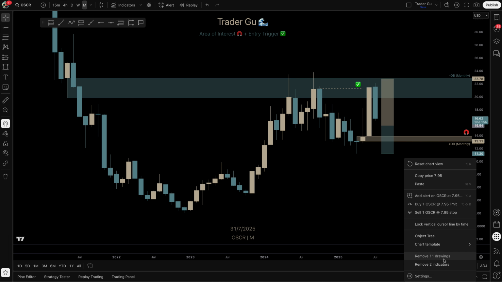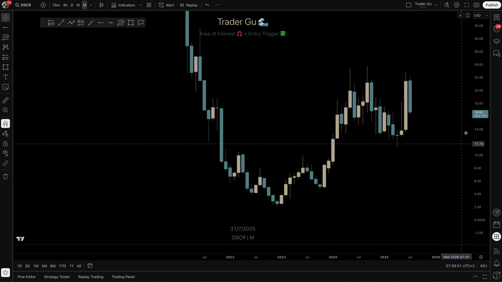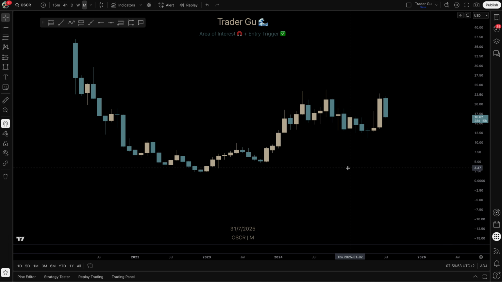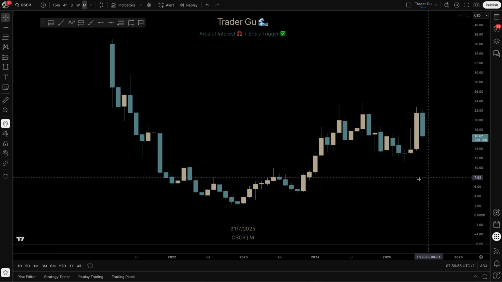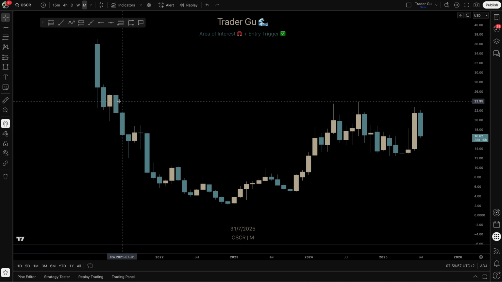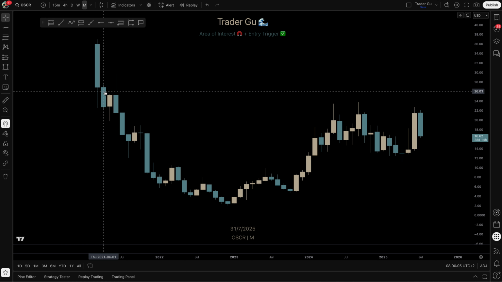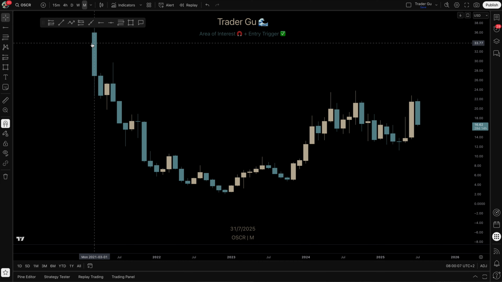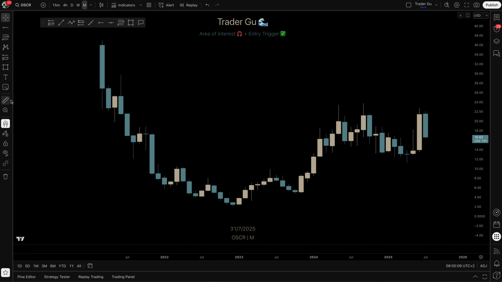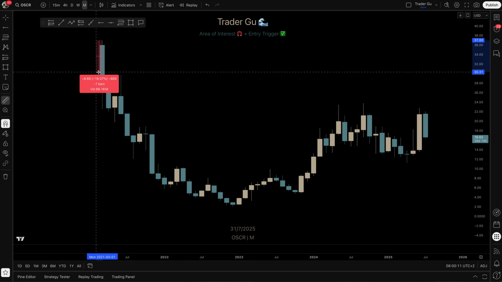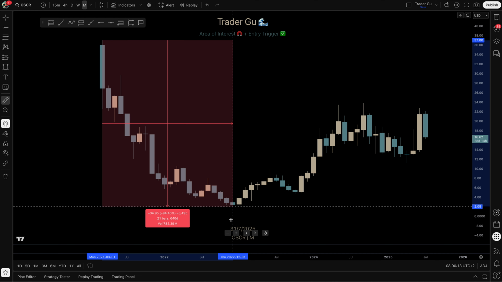So we will start from the beginning. And as you can see here, OSCR has not been listed for that long. It was first listed in March of 2021. And since the IPO, we have had a massive move to the downside. This is actually, oh wow, that's a 95%. That is significant.